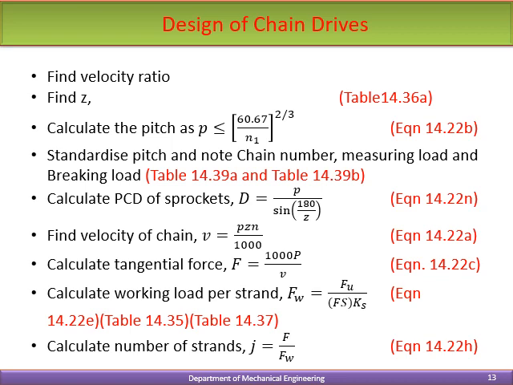Here is the design procedure for the chain drives. First we will find the velocity ratio as i is equal to N1 by N2 and also Z2 by Z1. And next we will find the Z. Based on the velocity ratio, select the number of teeth on the smaller sprocket Z1 using table 14.36a and obtain Z2 is equal to i into Z1. Z1 should always be an odd number.